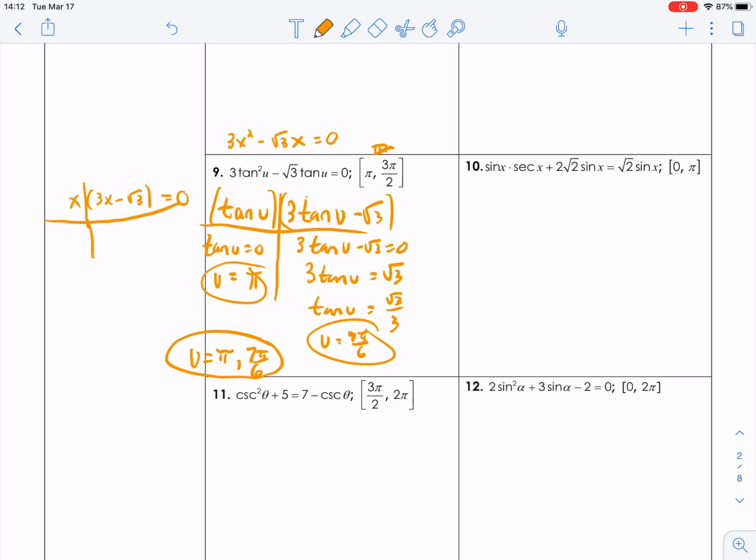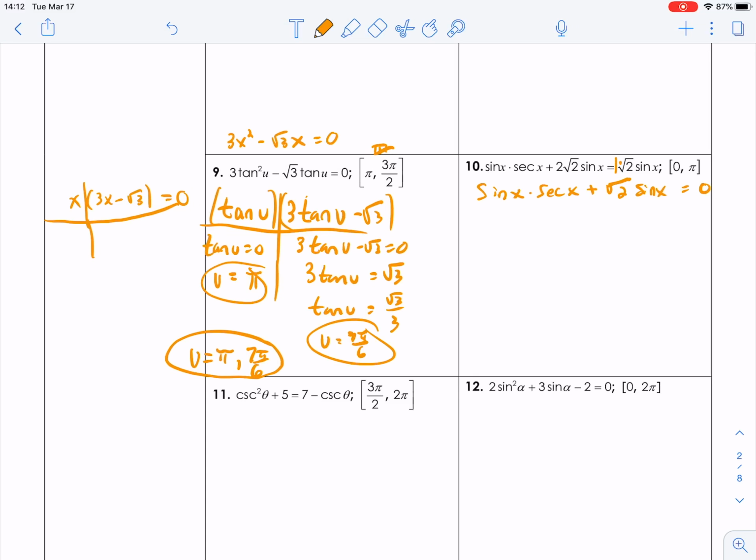Number 10, we have sine of x secant of x plus 2 square root of 2 sine of x equals square root of 2 sine of x. So I would see this as 1 times square root of 2 sine of x, and I would subtract that over first. So I would get sine of x times secant of x plus 2 square root of 2 sine of x minus 1 square root of 2 sine of x is just 1 square root of 2 sine of x. Or what happened here? Oh boy. So that would give me square root of 2 sine of x. And this is all going to be equal to 0 now.